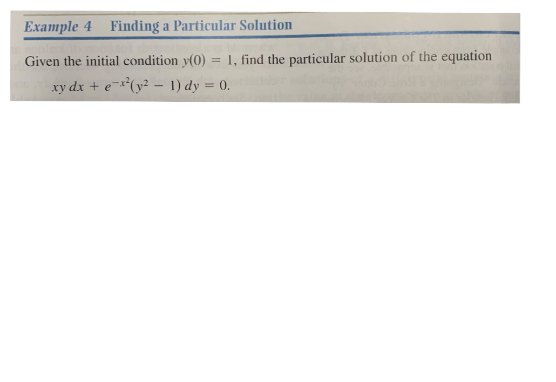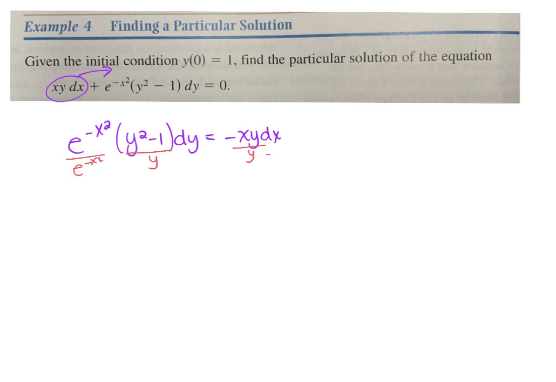And so for this one, the first thing I would do is just move this guy over. So I would subtract that over. E to the negative x squared, y squared minus 1 dy equals negative xy dx. So just move him over. And then we're going to do some dividing here. So I am going to divide that y over here, and I'm going to divide that e to the negative x squared over here. So it will cancel there, and I'll have y squared minus 1 over y dy. And then this will cancel here, and I'll have negative x over e to the negative x squared dx. We'll talk about that in a second.